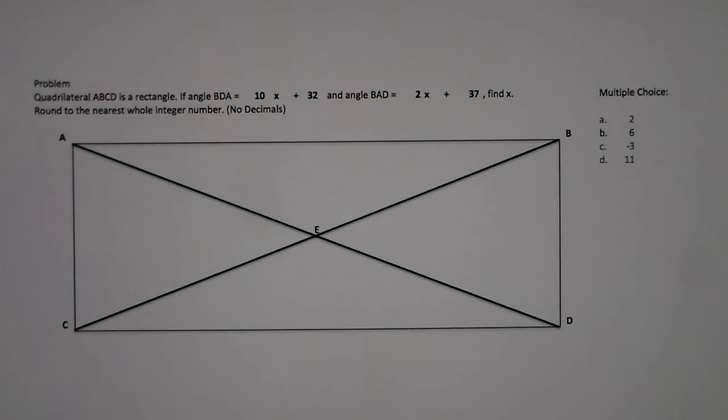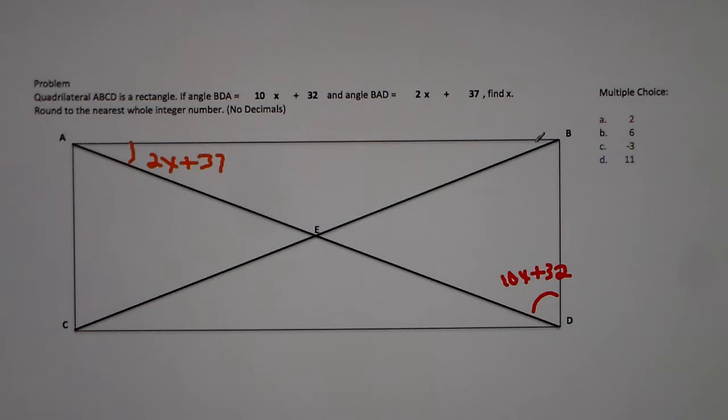Alright, in this problem here, quadrilateral ABCD is a rectangle. If angle BDA, this angle right here, is 10x plus 32, and angle BAD, this orange angle, is 2x plus 37. Find the value of x to the nearest whole number.